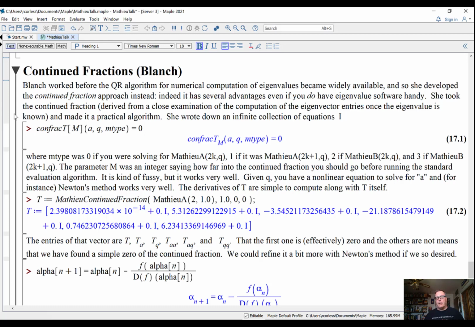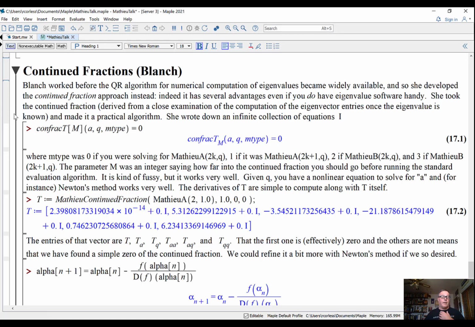And in her algorithm, you need to decide whether you're dealing with an even function of period 2 pi, an even function of period pi, an odd function of period 2 pi, or an odd function of period pi, whichever one I didn't say last time. And so she wrote down what's called the M type. It's either 0, 1, 2, or 3. So we need to decide which of the continued fractions you're solving. And you need to have the special edge conditions for the tridiagonal matrix. They applied also to the continued fraction in here as well.